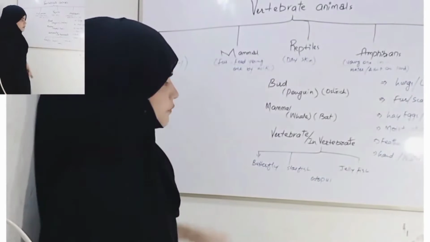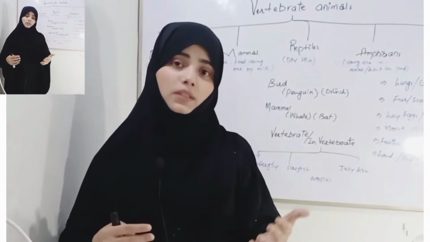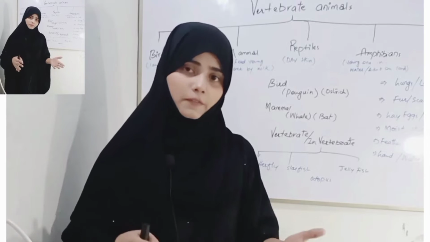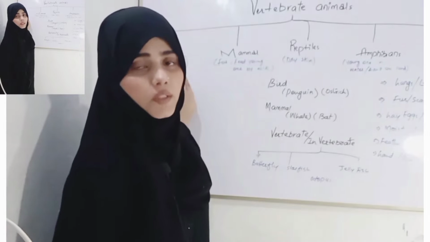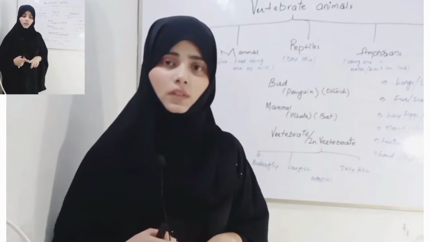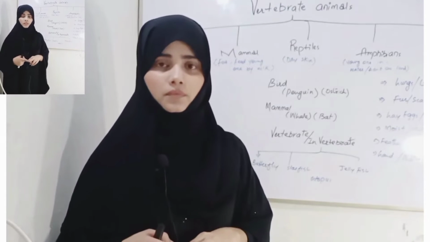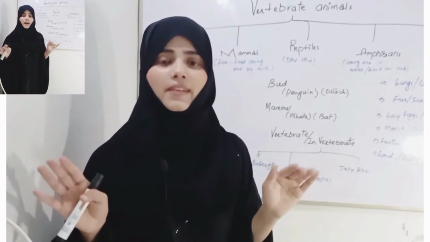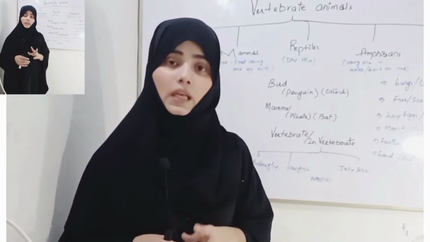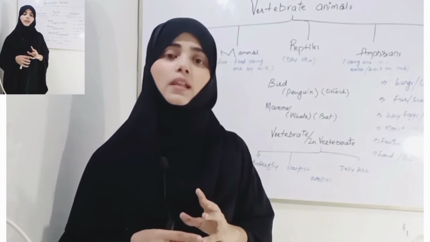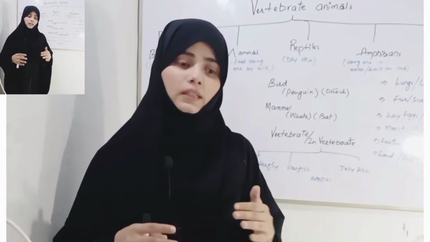First of all, I'll tell you about the birds and which characteristics they have. Number 1 characteristic of birds is they lay eggs. Number 2 is they have wings and feathers. Number 3 is they can fly. And number 4 is they have lungs. And number 5 is their habitat.